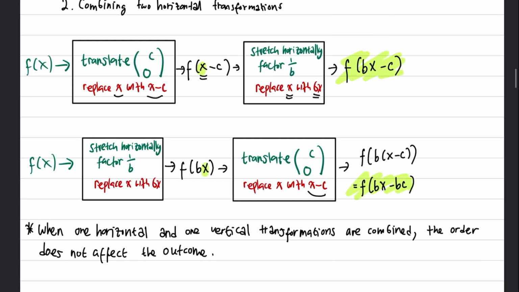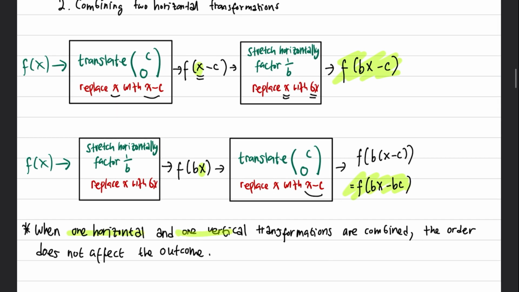But when you combine one horizontal and one vertical together, the order does not affect the outcome. So you can do any transformation first, up to you which one that you want to do first.